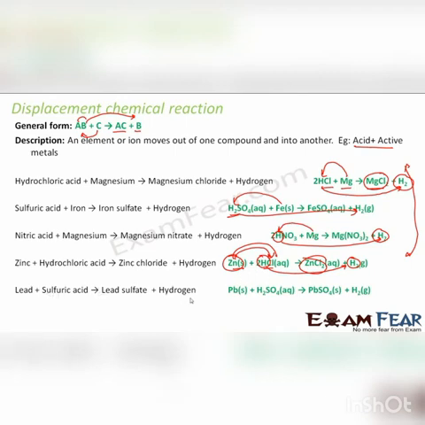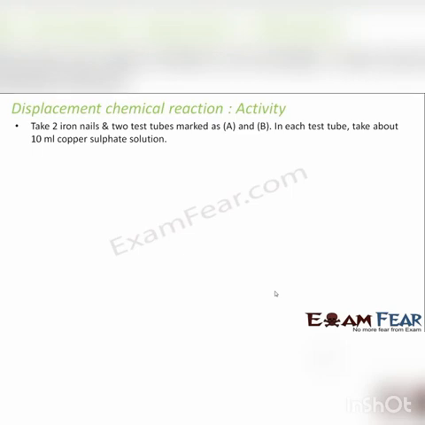So here also, lead plus sulfuric acid becomes lead sulfate plus hydrogen. This lead kicked out hydrogen, and hydrogen is out now, and this becomes lead sulfate. So this is one example of a displacement chemical reaction, right?